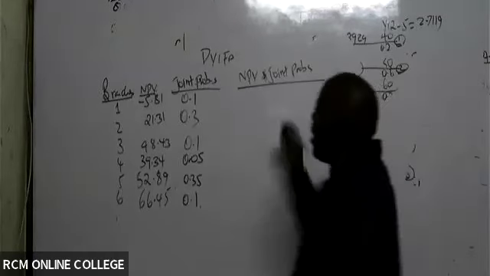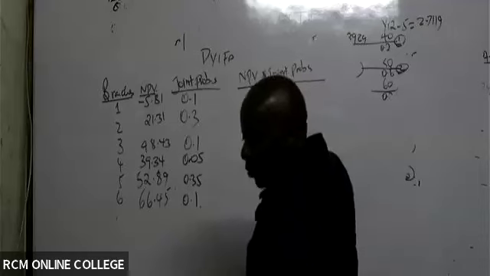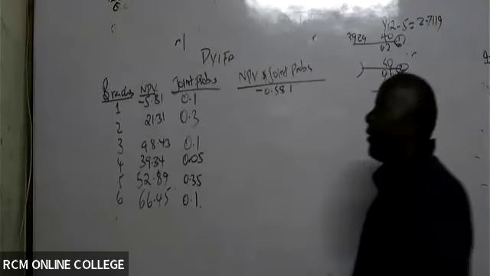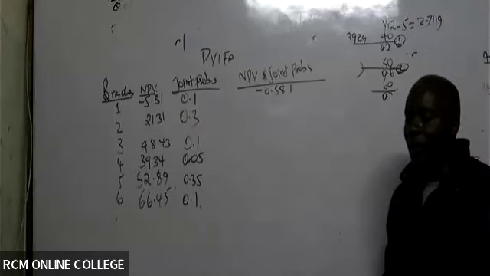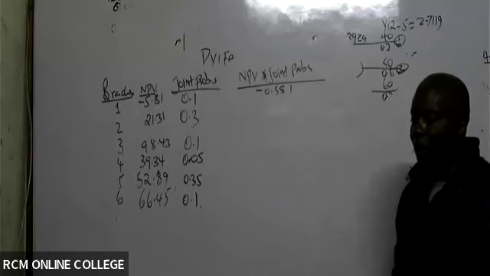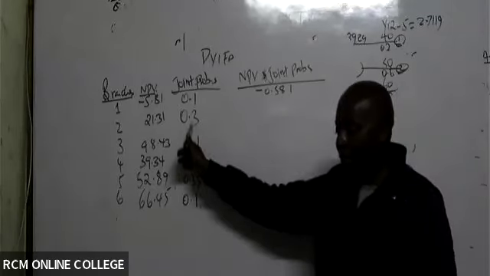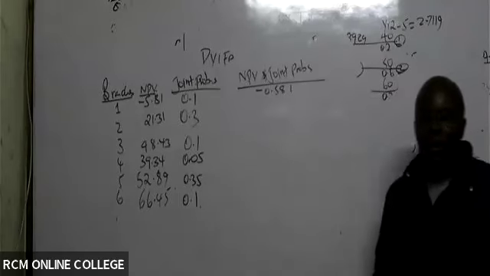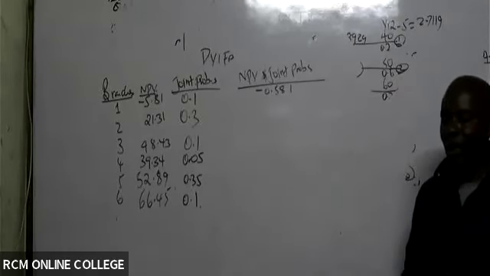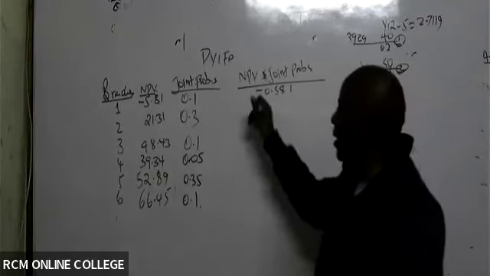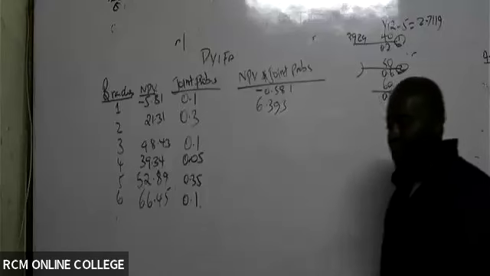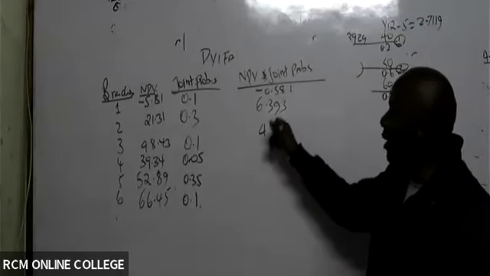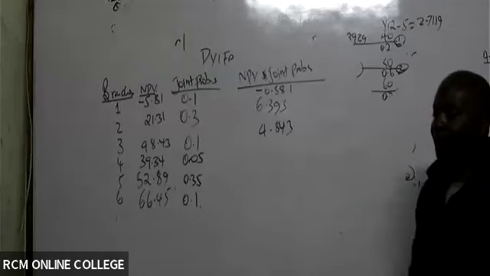According to Frida, the first one is supposed to be minus 0.581, because she has taken this and this and gotten this answer. Then the second one is 21.31 times 0.3, which gives me 6.393. Thank you very much. The next one gives me 4.843.